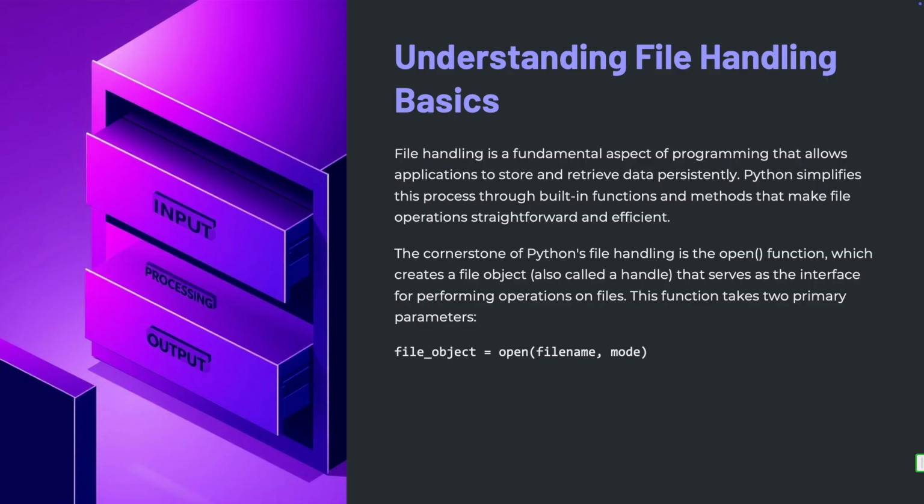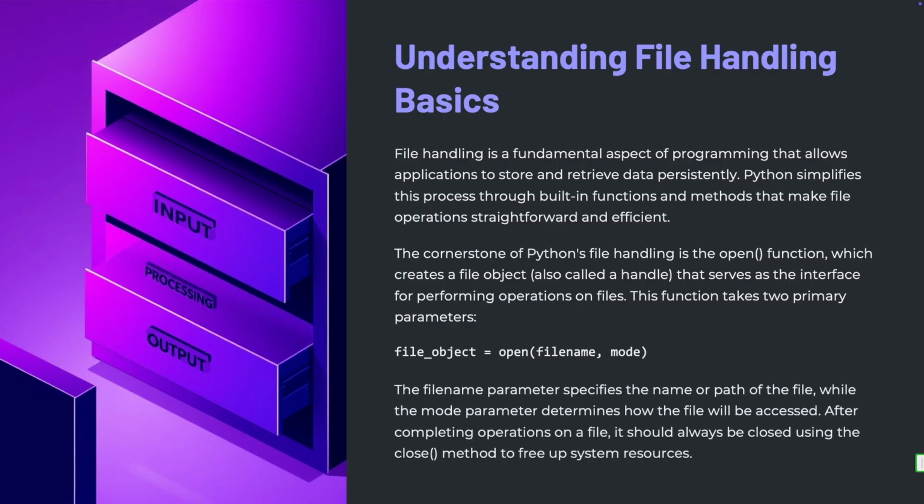Like, are you going to read from it? Are you going to write to it? Are you doing something else entirely? So you're saying what kind of access we're going for? Exactly. You set the permissions. And when you call this open function correctly, what it gives you back is a file object. Sometimes it's called a file handle. And this handle is like your tool, your interface for actually doing stuff with that file.